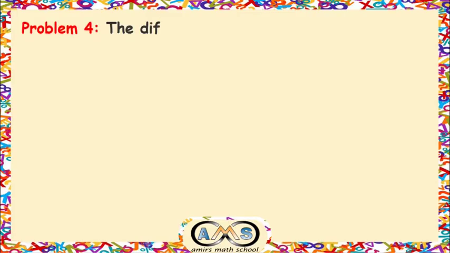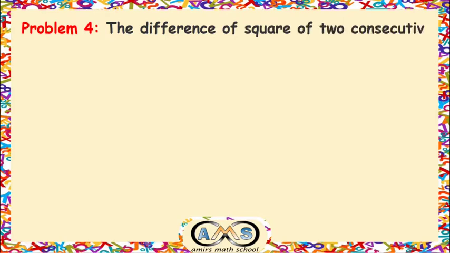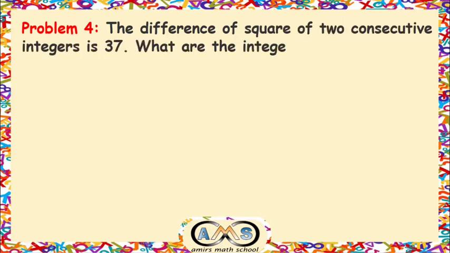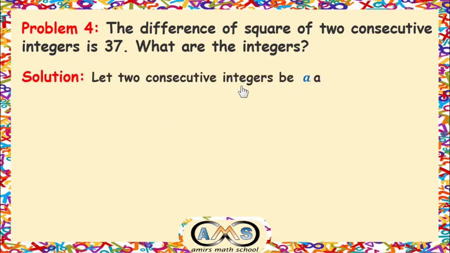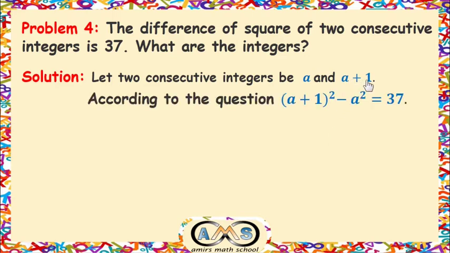Now problem number 4. The difference of squares of two consecutive integers is 37. What are the integers? Here, this 37 is the difference of the squares of two consecutive integers. So, we have to let two consecutive integers be a and a plus 1 as previously. According to the question, a plus 1 whole square minus a square, that is the difference of the squares of two consecutive integers, is equal to 37.